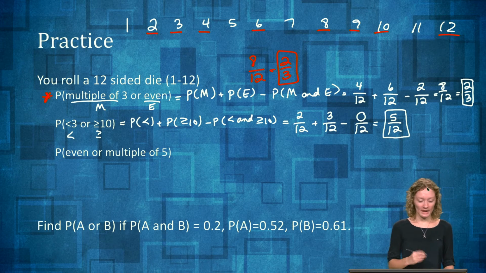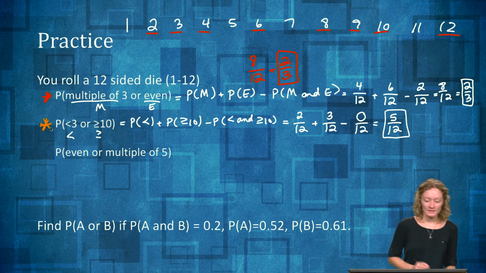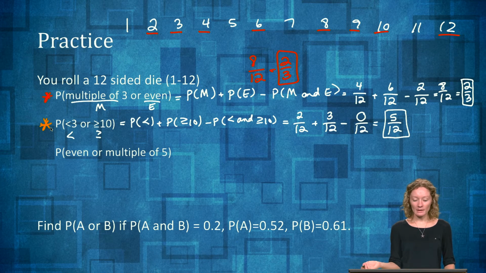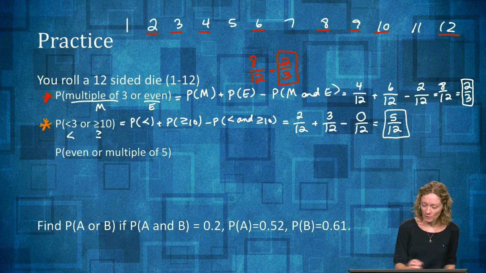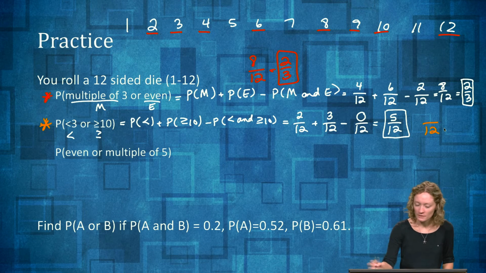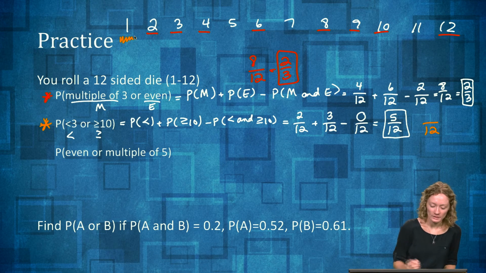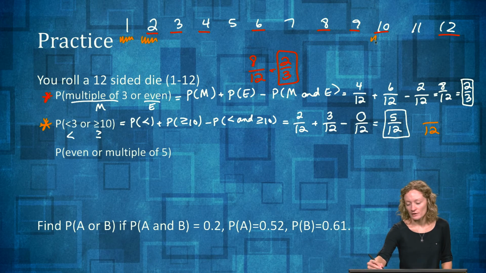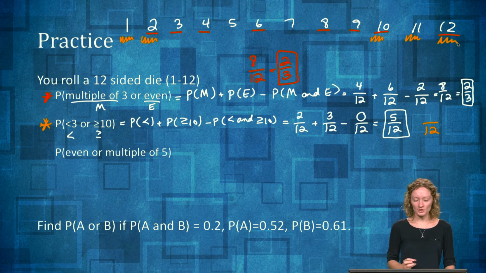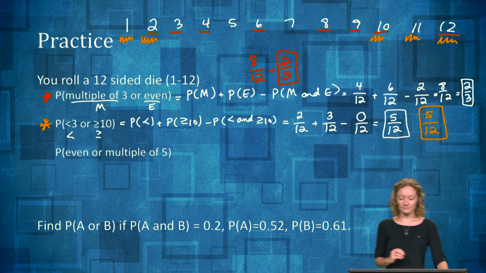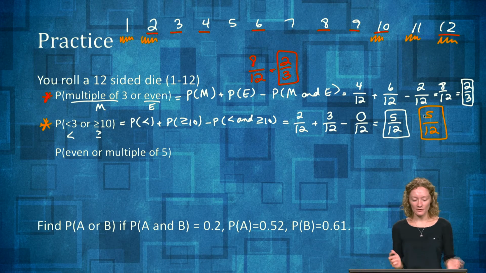The alternate way is to look at your 12 options and just count how many meet either criteria. So of the 12, we have less than 3, greater than or equal to 10. Less than 3 are these two, greater than or equal to 10 are these 3. So how many have an orange squiggle? 1, 2, 3, 4, 5 out of the 12. You've got your answer. I would encourage you to be comfortable doing it either way.